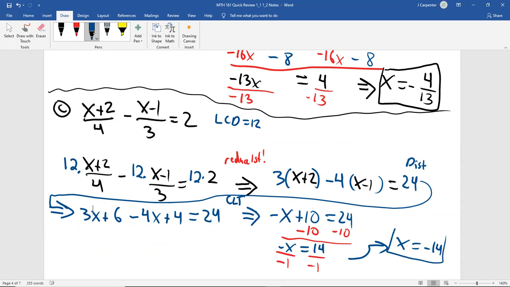Now remember, if you're ever not sure an answer is correct, you can always plug it into the original equation to check it. Sometimes that's easy, sometimes it's not easy. It just depends on the problem. You may end up having to deal with fractions along the way. Hint, wink, nudge for this one.